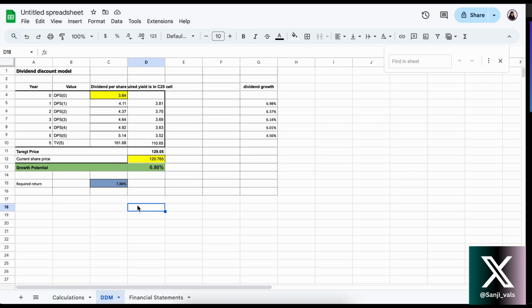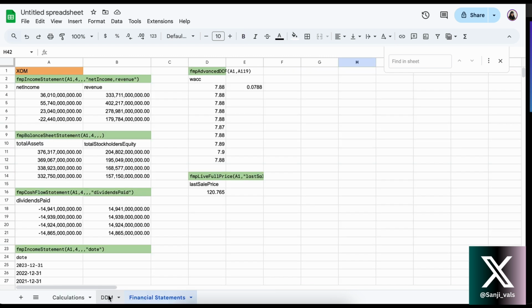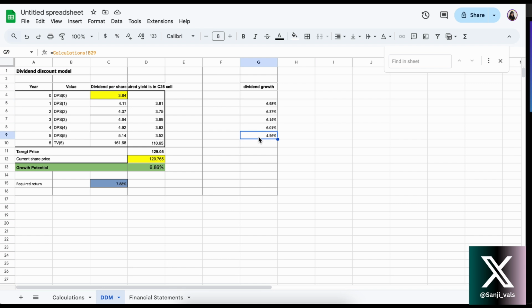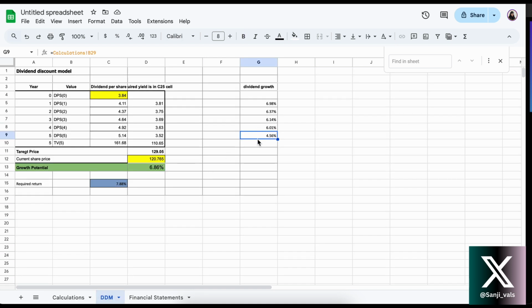The next step would be to go to the main thing. That's our model, the dividend discount model. So first we need to calculate the dividend growth rate. Since we're taking 5 years, we're calculating the dividend growth rate for 5 years. Well, for the first year, the dividend growth rate would be the Pratt dividend growth that we calculated previously, which is 6.98%. We take it from here. The last dividend growth rate is also known. We are taking it from the Gordon dividend growth rate, 4.56.